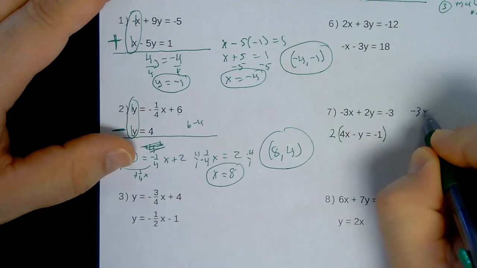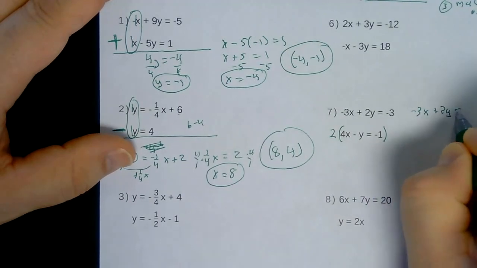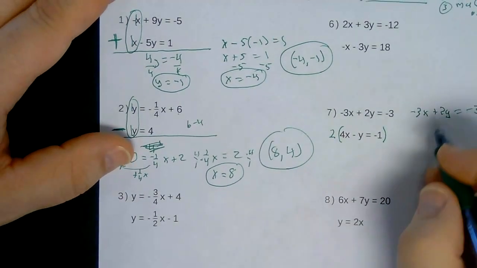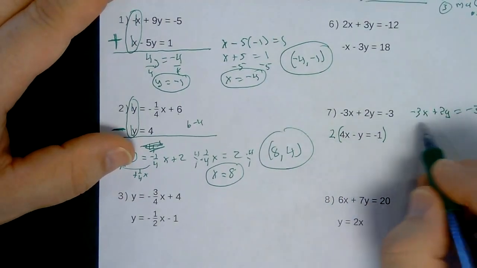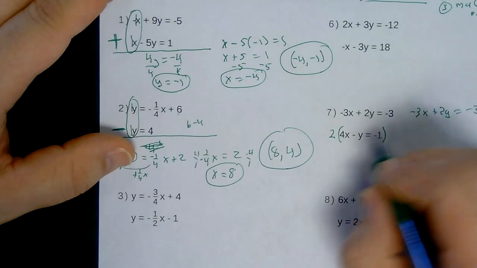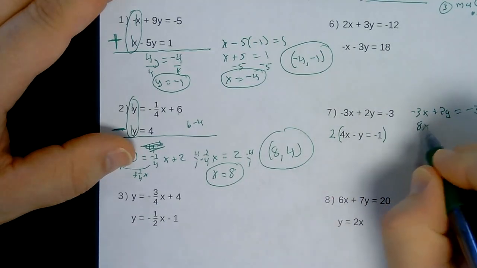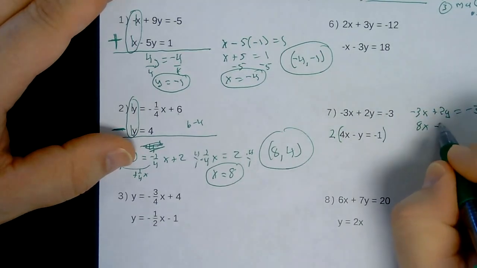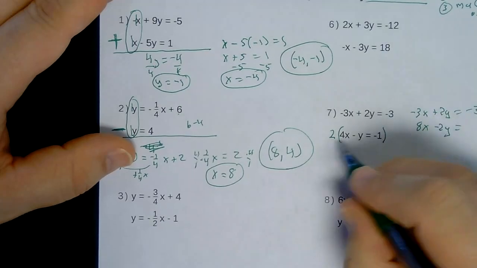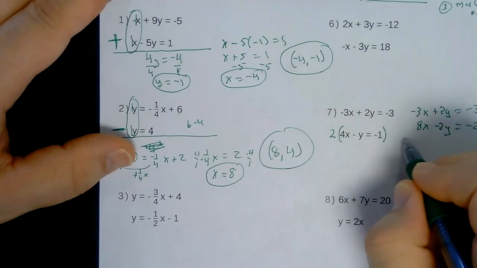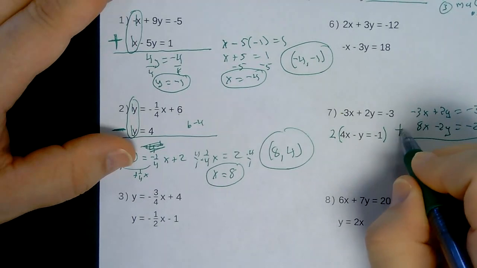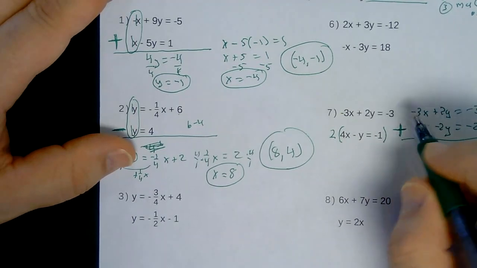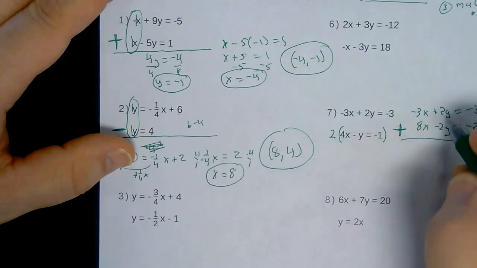So over here I go -3x plus 2y equal -3. Okay. Now I'm going to multiply this by 2 and write it right underneath. So 2 times 4x is 8x. 2 times -y is -2y. And 2 times -1 is -2. Now I'm going to add these together. But notice I had to multiply first by 2.